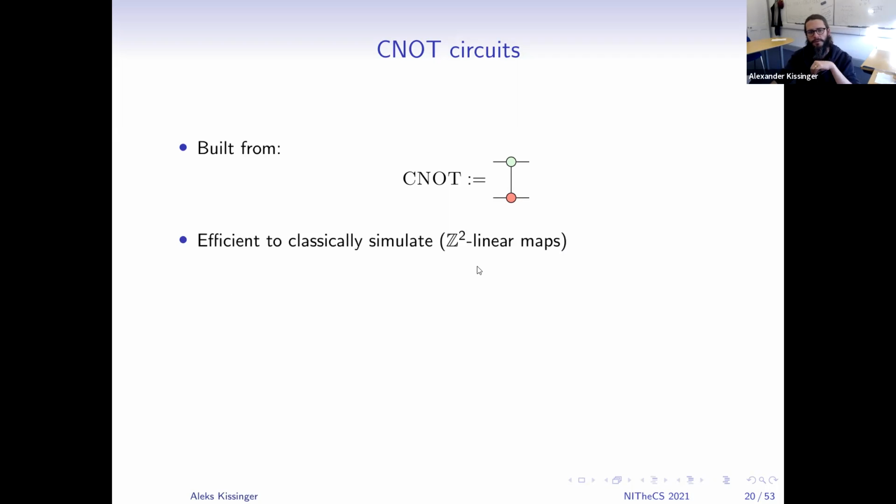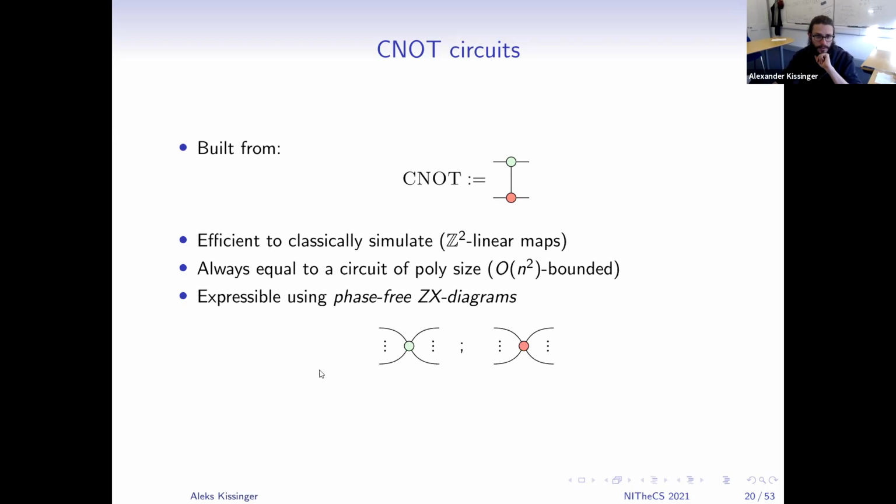And these things are known to be efficient to classically simulate. They in fact correspond just to linear maps over the two-element field, F2 or Z2. They're always equal to a circuit of polynomial size. This is usually not the case for a generic quantum circuit, which has to be exponentially large. And they're expressible using just phase-free ZX diagrams. These are diagrams of the red and the green dots where I haven't put any labels. In general, these are labeled by angles, and if I omit the angle, that's like an angle of 0. These phase angles are what label the diagram. Phase-free ones don't have that angle. Okay, so that's Xenon circuits.